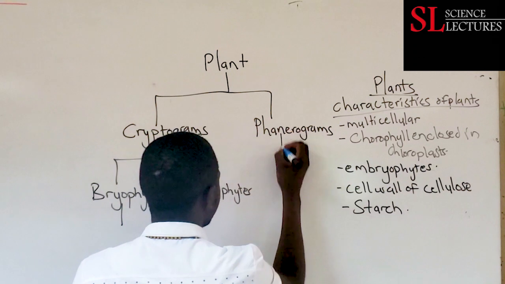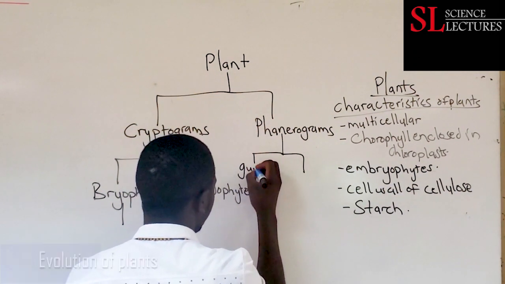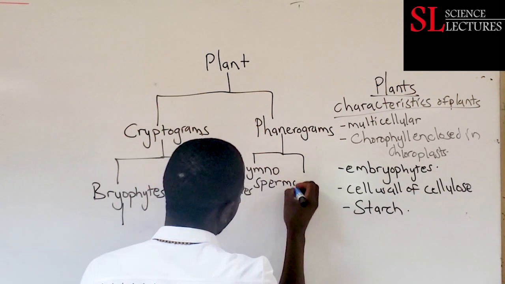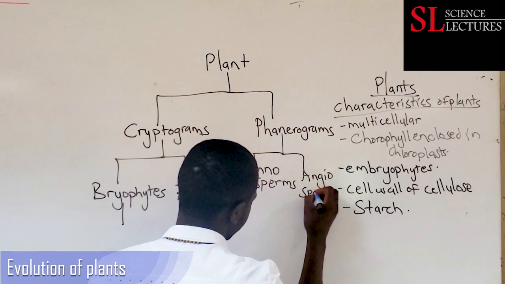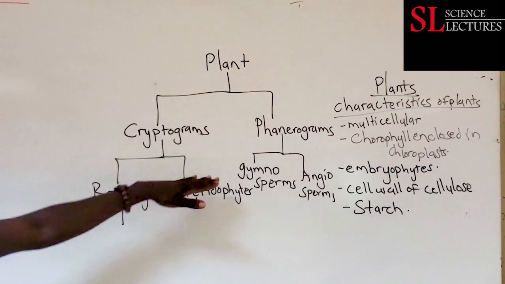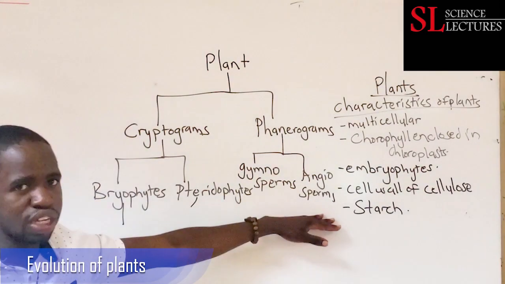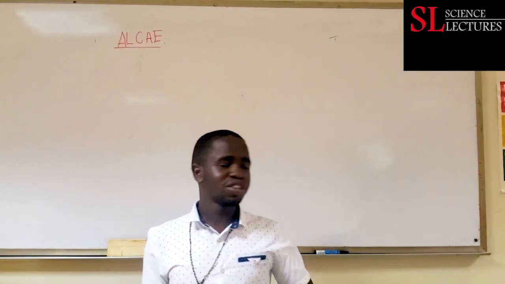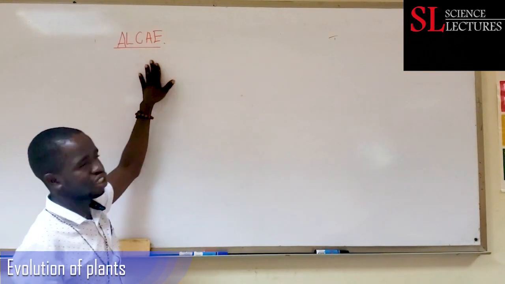Then the phanerogams are divided into two. We have the gymnosperms and the angiosperms. So these are plants that produce seeds. The seeds can either be naked, as we see in gymnosperms, or they can be produced in an ovary.